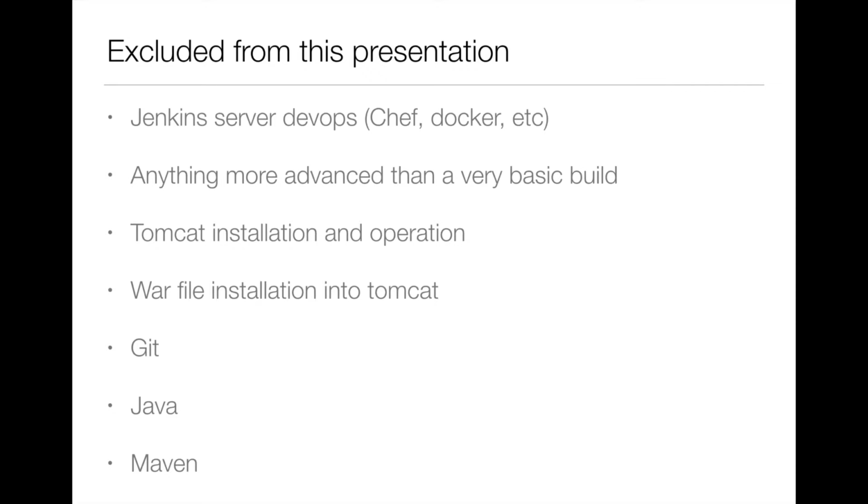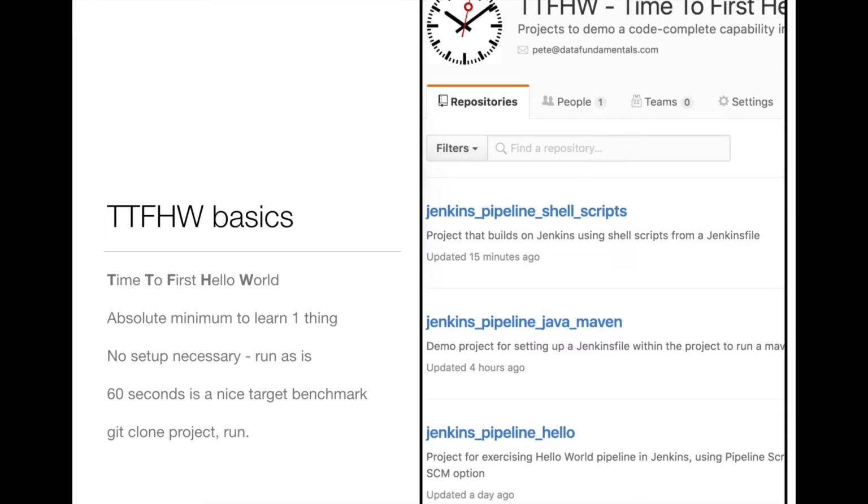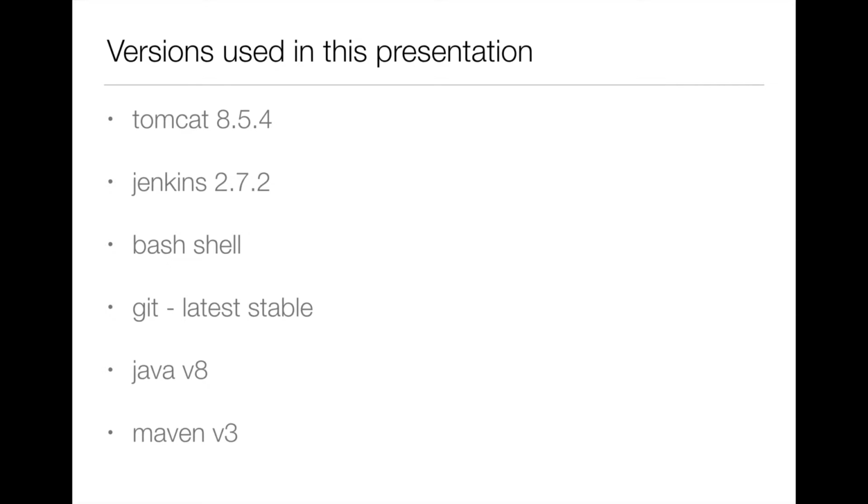Heads up, we're assuming you are a typical enterprise developer and you're up to speed in all this basic stuff. Time to first hello world projects should be almost instantaneous. Anything that takes more time than that is discourteous to you as a developer. These 4 Jenkins projects should be instantly runnable and easily understood. The versions that we're going to use for this presentation.